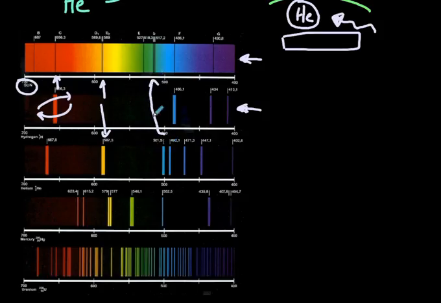Okay, so these lines line up, and you can find different elements in stars by looking at what lines they have for absorption. So you can actually look at a star that's many light years away, look at its spectrum, and you can figure out the composition of gases that exist inside that star simply by looking at the spectrum. So that's kind of neat, and it all really comes down from the Bohr model.